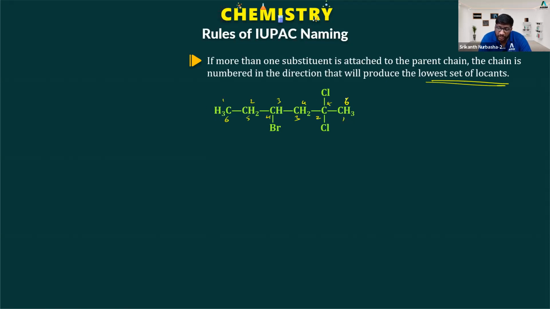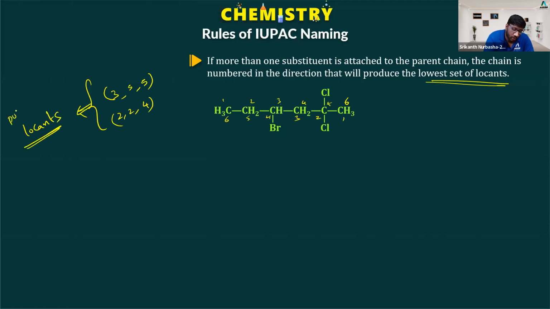If I use numbering in the first way, what sets am I getting? On the third position, I have bromine. On the fifth position, I have 2 chlorines. So 3, 5, 5. If I give numbering in the other fashion, 1, 2, 3, 4, 5, 6, on the 2, 2 positions I have 2 chlorines, and on the fourth position I have bromine. So these are the possible sets of locants, yes or no? The lowest set of locants you should select.